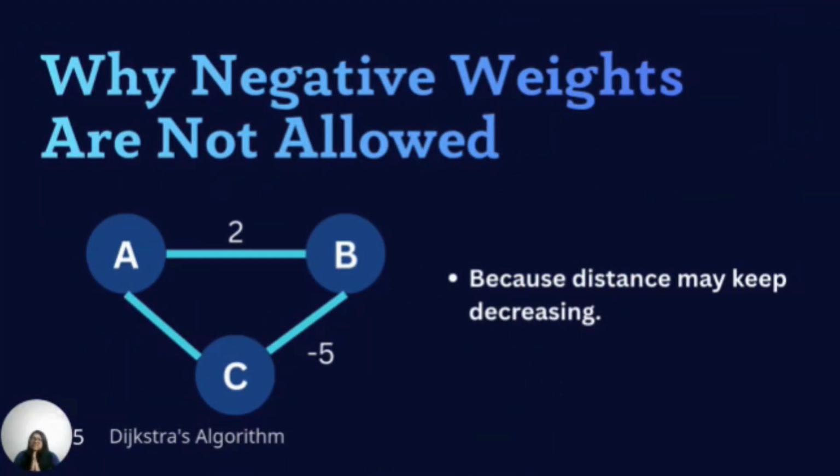One important limitation of Dijkstra's algorithm is that it does not work correctly with negative weights. A negative weight means a path can reduce the total cost. This can cause the algorithm to make incorrect decisions. Dijkstra's algorithm assumes that once the shortest distance is chosen, it will never become smaller. Negative values break this assumption. For graphs with negative weights, another algorithm called Bellman-Ford is usually used.